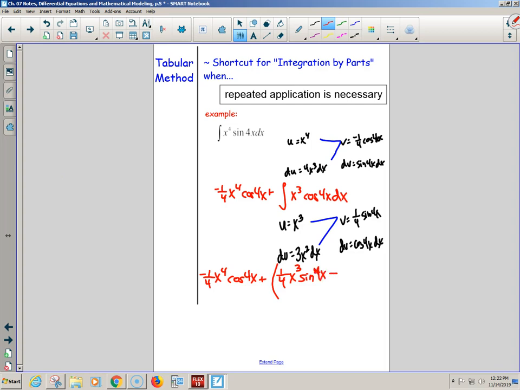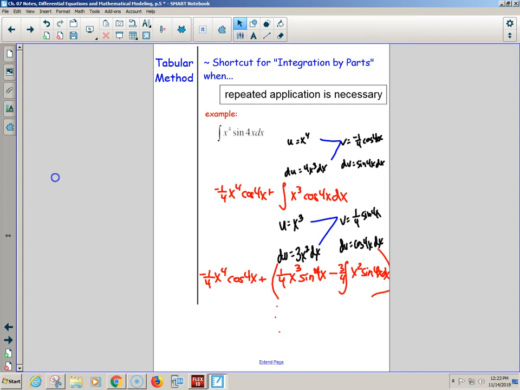Minus, so I had a minus out here, and then it combined with that one to be a plus, but now I have another minus on the inside, minus the integral of, okay, the 3 and the 4 comes out, and x squared. Can I go straight to an answer yet? No. But is it simpler? Yes.